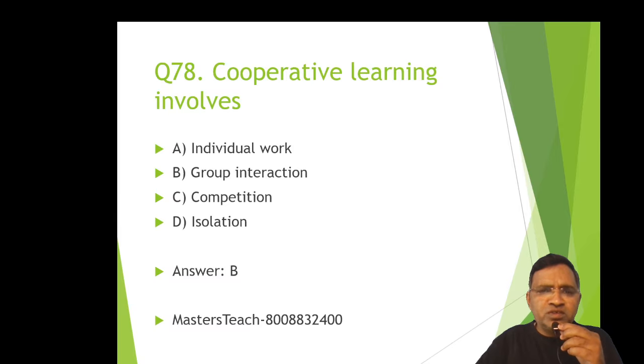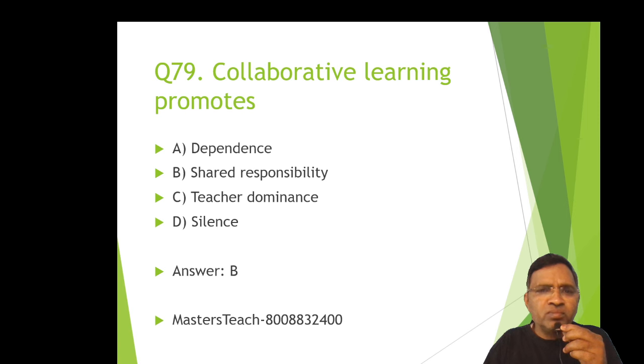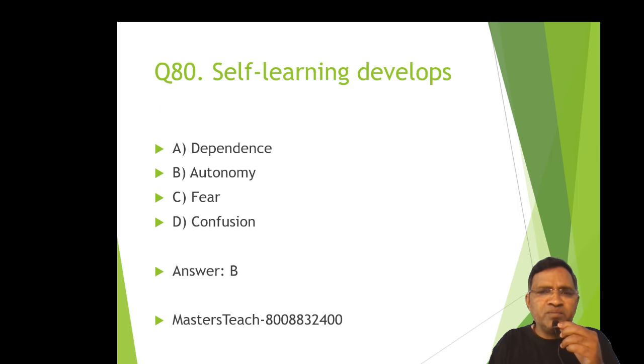Cooperative learning involves A. Individual work, B. Group interaction, C. Competition, D. Isolation. Cooperative learning involves B. Group interaction. Then collaborative learning promotes A. Dependence, B. Shared responsibility, C. Teacher dominance, D. Silence. The answer is B. Shared responsibility. Self-learning develops A. Dependence, B. Autonomy, C. Fear, D. Confusion. The answer is self-learning develops autonomy.